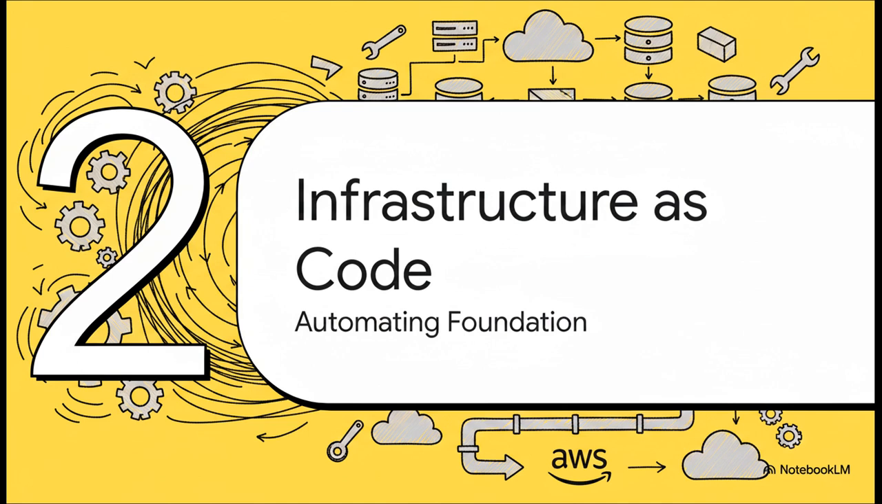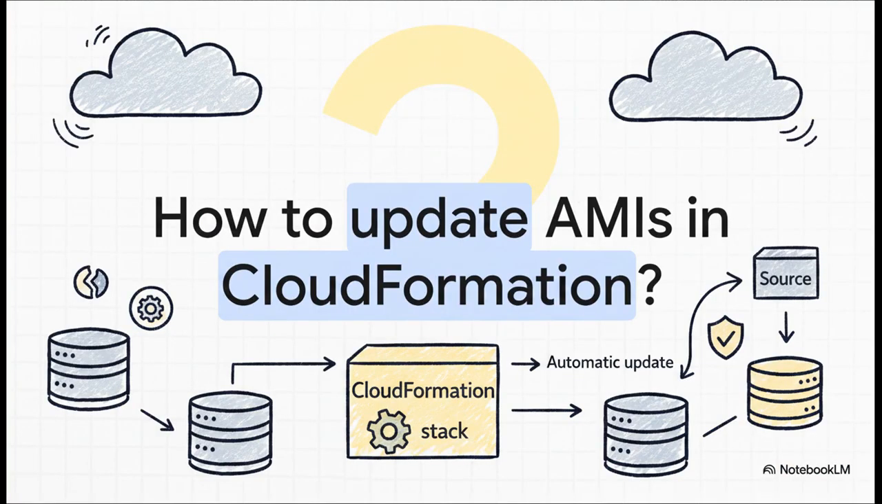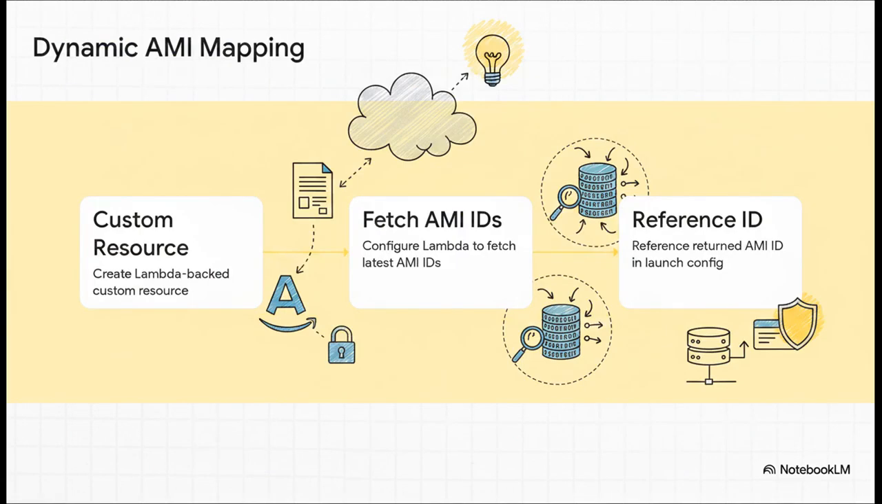Now that our code is actually deploying securely, we need a rock-solid automated foundation to host it all. If you're using CloudFormation templates to deploy your infrastructure, you've probably run into this headache. You have Amazon EC2 auto-scaling groups running, but the underlying machine images, the AMIs, they get outdated fast. So how do you automatically inject a newer, more secure AMI ID into your CloudFormation template without relying on some error-prone manual update? The really elegant fix here is dynamic AMI mapping.